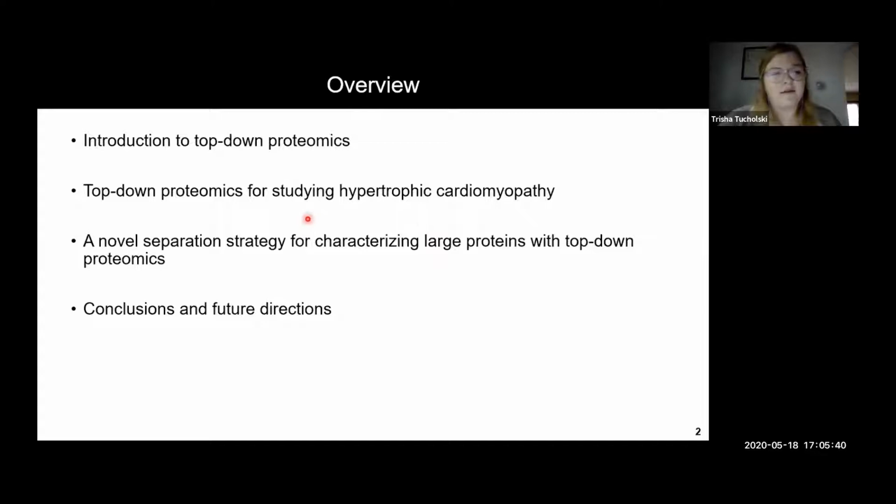And then I'll finish up by telling you a little bit about the technology development that I've been working on over the last couple of years for characterizing large proteins using top-down proteomics. And then I'll finish up with some conclusions and future directions for how we're moving from analyzing tissue from these hypertrophic cardiomyopathy patients to hopefully modeling the disease in cell-based platforms.